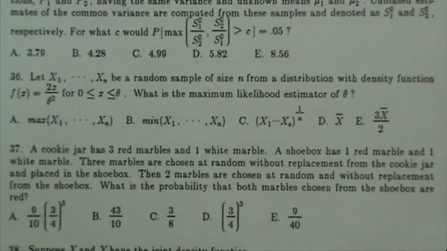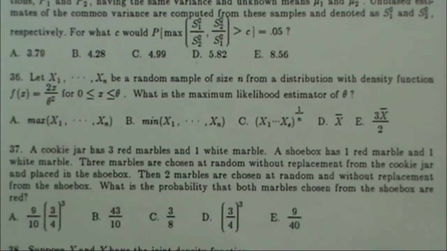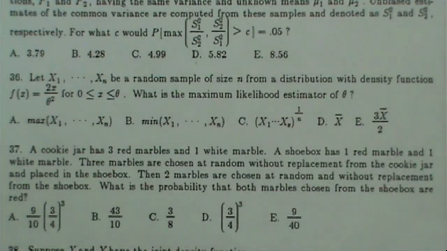Problem number 36. Let x1 through xn be a random sample of size n from a distribution with density function f of x equal to 2x over theta squared, where x is between 0 and theta. What is the maximum likelihood estimator of theta?